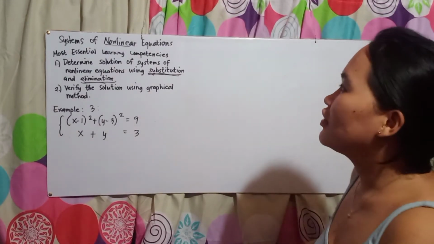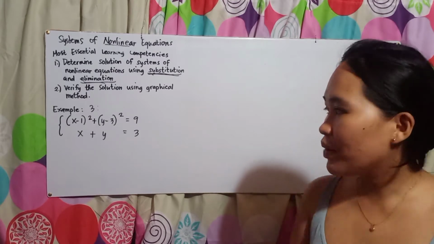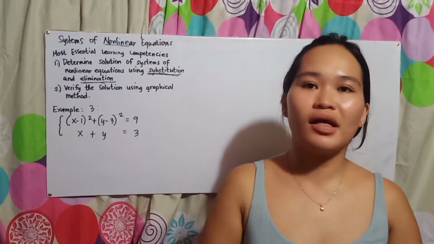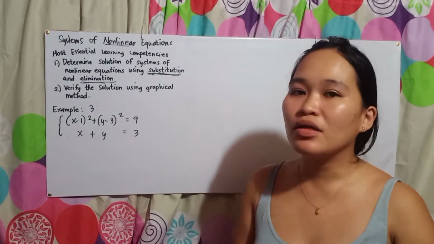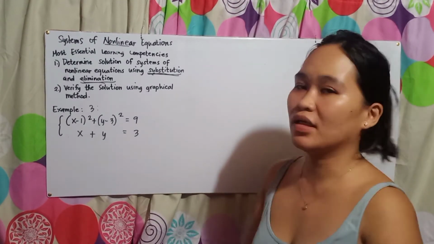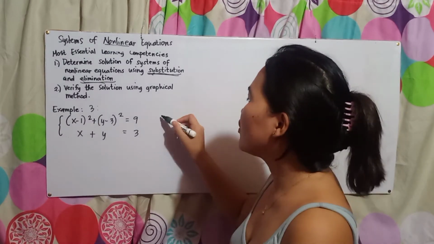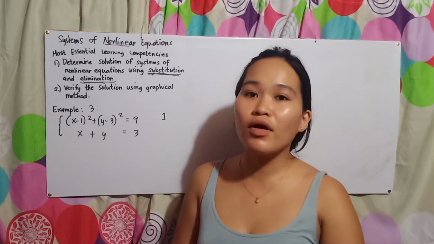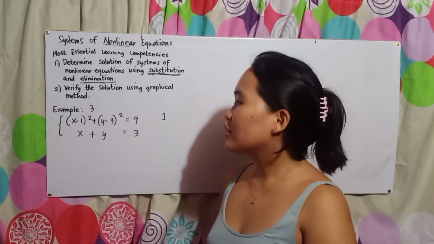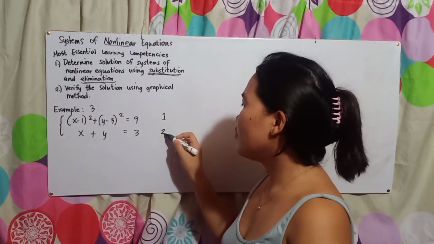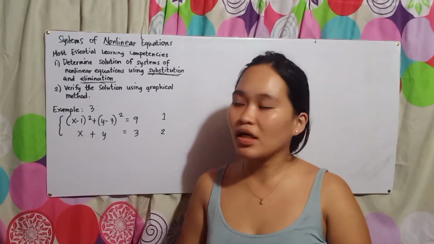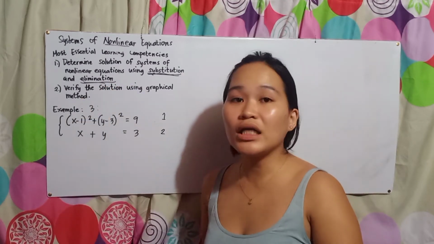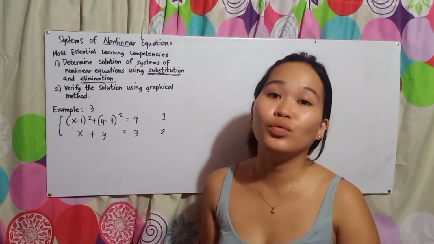So, hello everyone. I will explain example number 3. Since I already explained example 1 and example 2, let's proceed to example number 3. In the first equation, the given is a quadratic equation in the form of a circle. In the second equation, the given is a linear equation because the highest exponent is 1. The one above is quadratic because the exponent is 2.